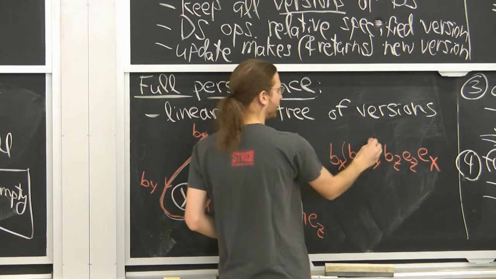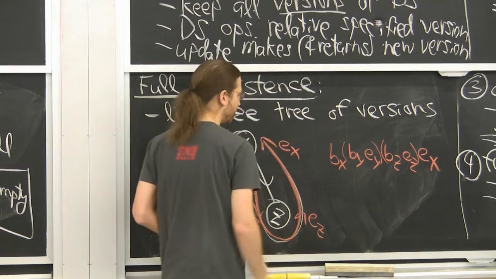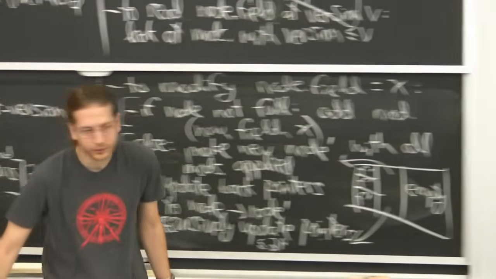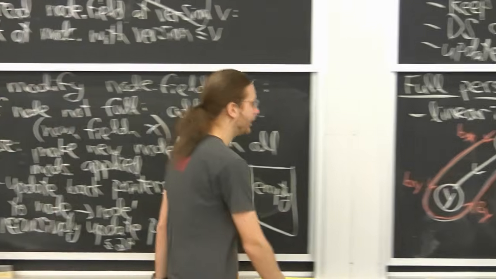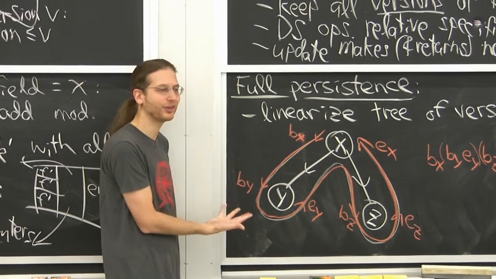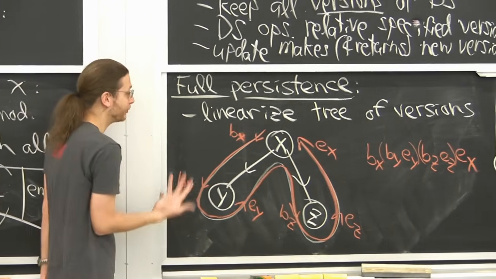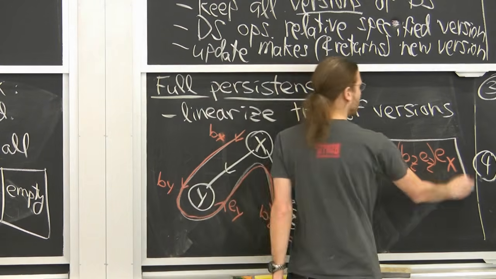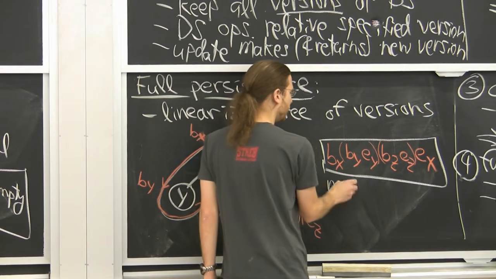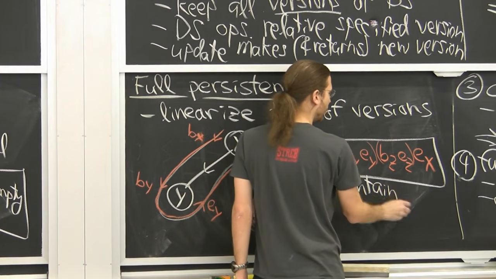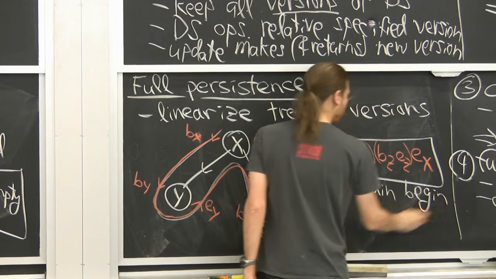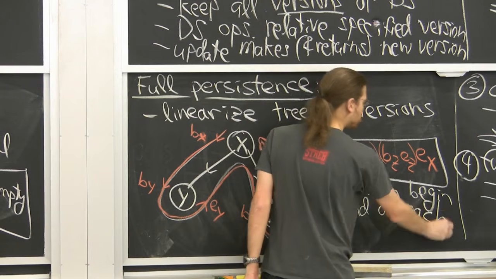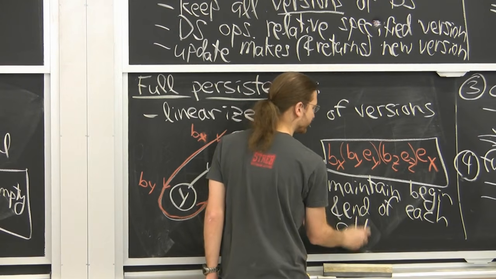You can think of these as parentheses. For whatever reason, I chose B and E for beginning and ending, but they're like open parens, close parens. This is easy to do in linear time. I think you all know how. Except it's not a static problem. Versions are changing all the time. We're adding versions. We're never deleting versions, but we're always adding stuff to here. So it's a little awkward, but the idea is I want to maintain this order. Maintain the begin and the end of each, you might say, subtree of versions.